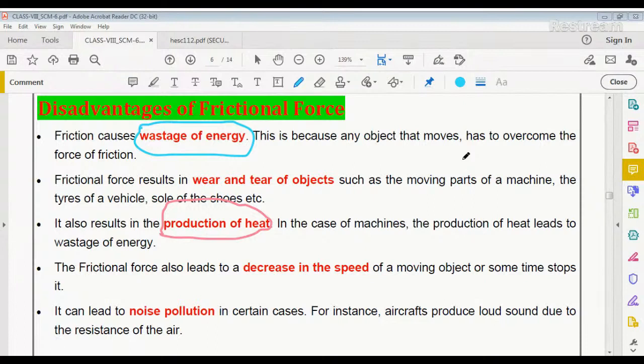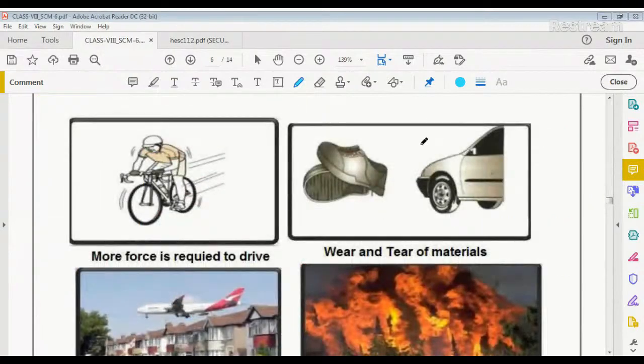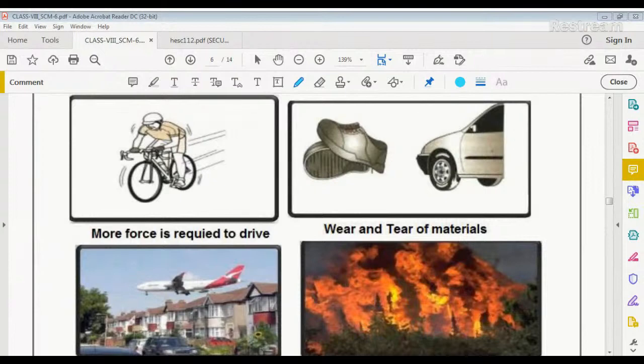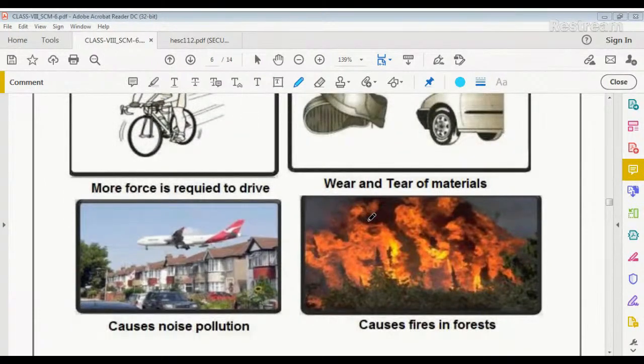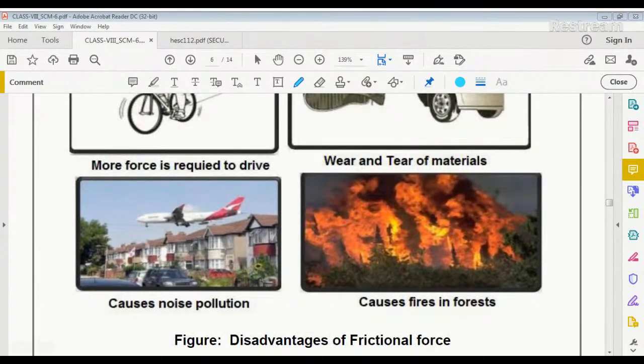Okay, then there is noise pollution also. Yes, in certain cases. Okay, this is a picture, I hope you can see, of more force required to write, then wear and tear of materials, then it causes noise pollution, causes fire in forest. These are the disadvantages of frictional force.